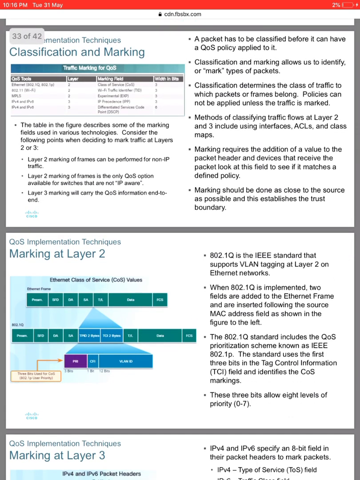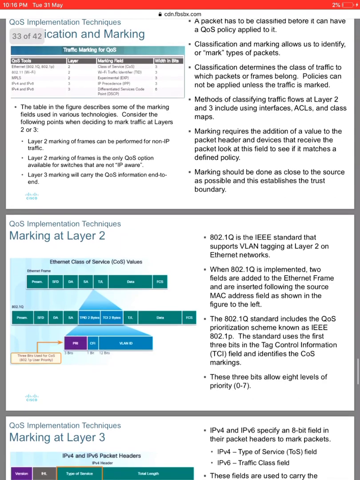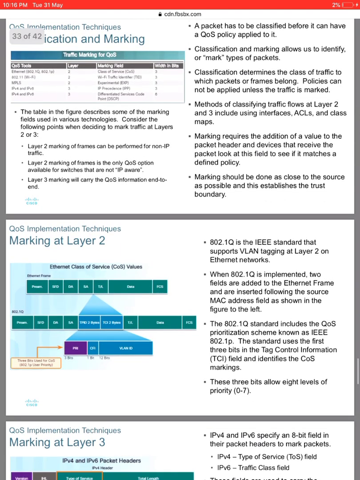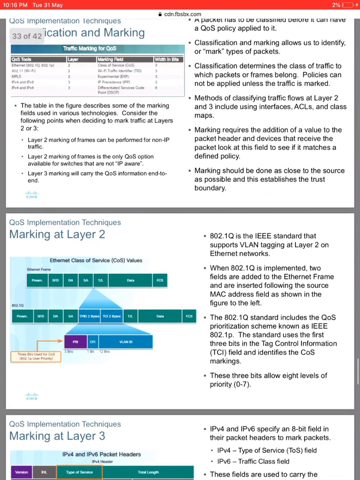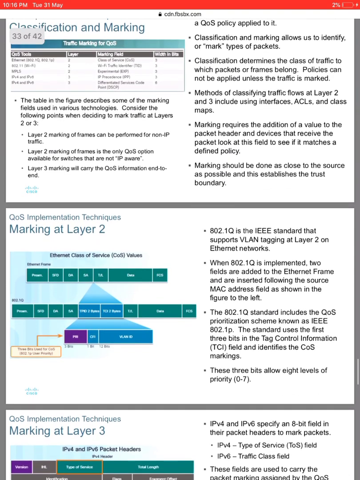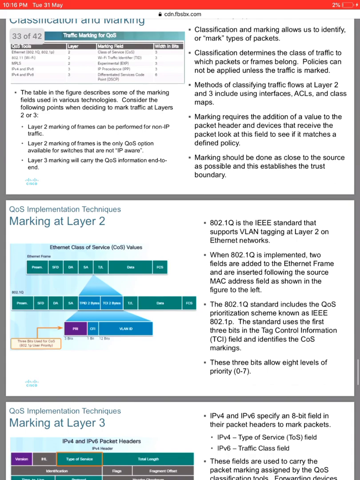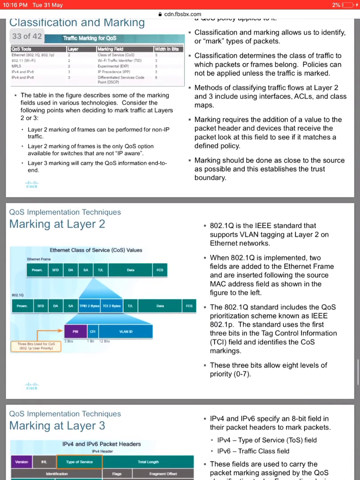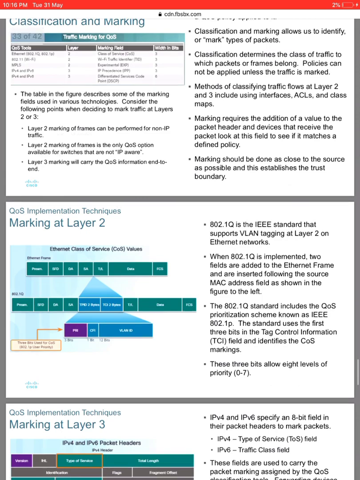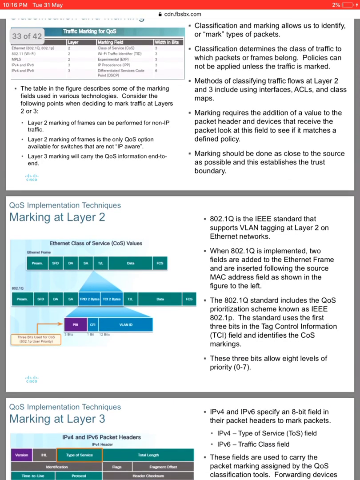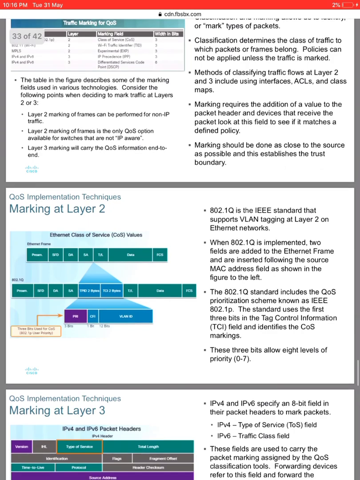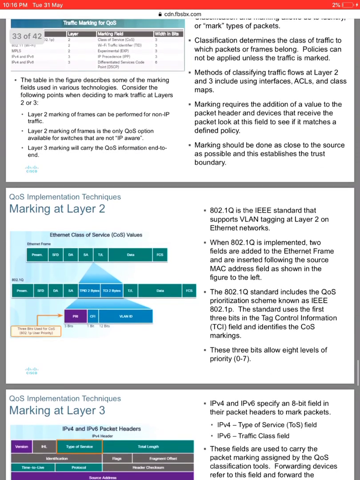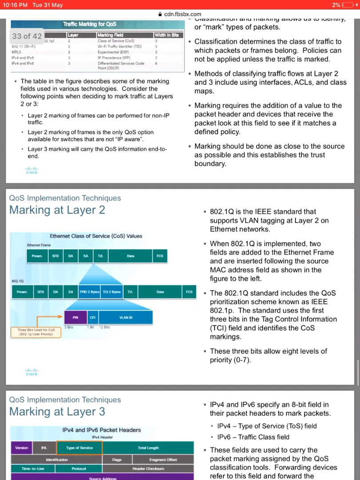Here is the traffic marking for QoS. 802.1Q and 802.11 Wi-Fi. When we use class of service, we have 3 bits. The traffic in 802.11 uses the TID with 3 bits, and the 802.1Q environment also uses 3 bits.